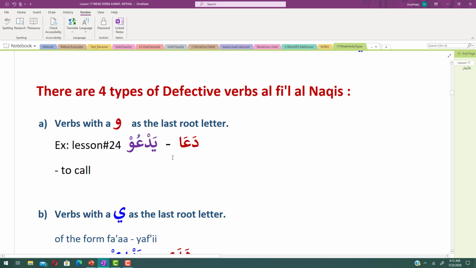Again, if you look at da'a, you might think the root letters are dal, ain, and alif. But in reality, what is the root letter? You must be knowing by now. Because yada'u has a waw, the root letters are dal, ain, and waw. So the verbs with waw as the last root letter are the first type, and the examples are da'a, yada'u. And this you'll learn in detail in lesson number 24 of unit 2. The meaning is to call.